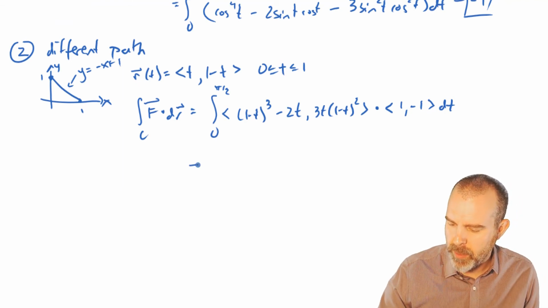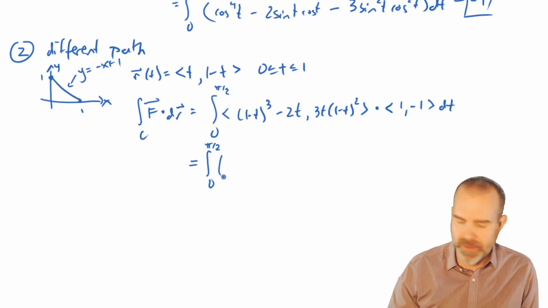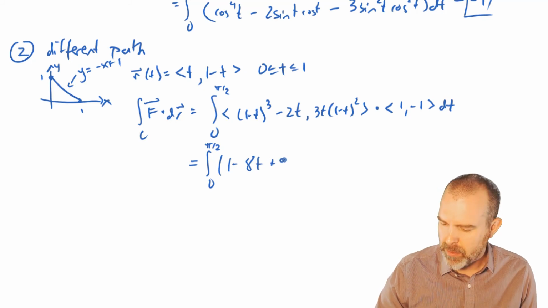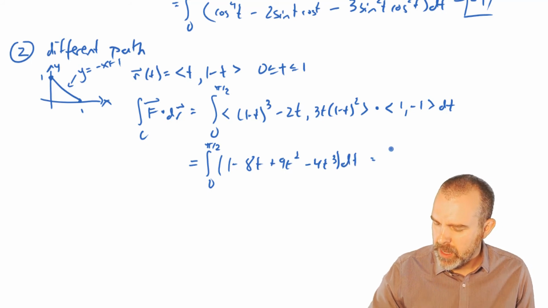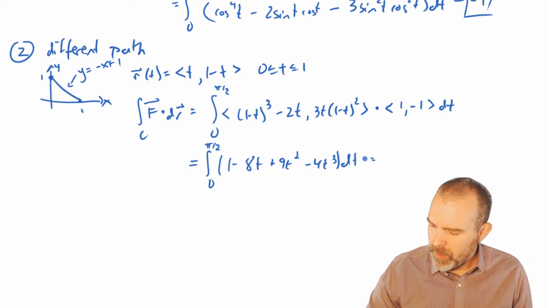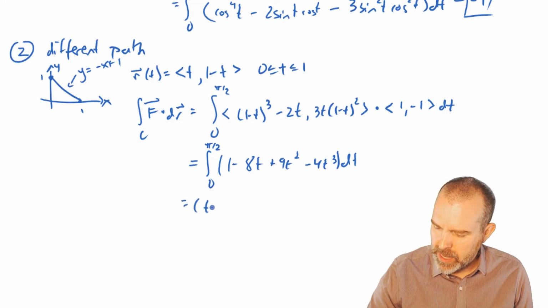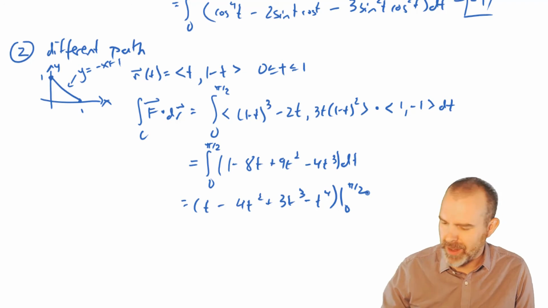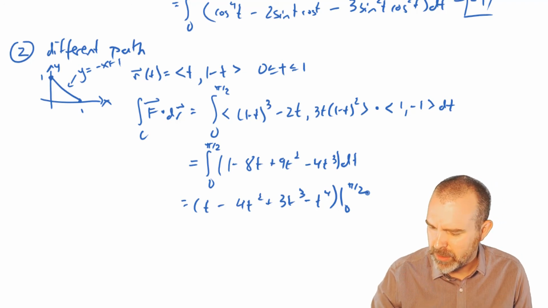If you want to take a moment, do some algebra here. It's not really worth our time in the video. If you multiply all of that out, I have it written down here, you get 1 minus 8t plus 9t squared minus 4t cubed dt. Nice Calc 1 integral. What would we get there? We would get t minus 4t squared plus 3t cubed minus t to the 4th from 0 to pi over 2. Oh, sorry, what is 0 to pi over 2?